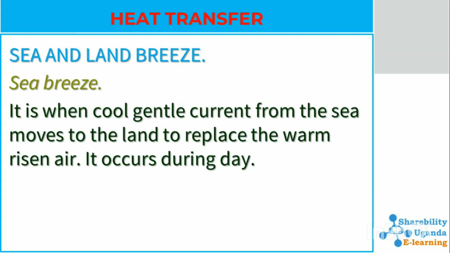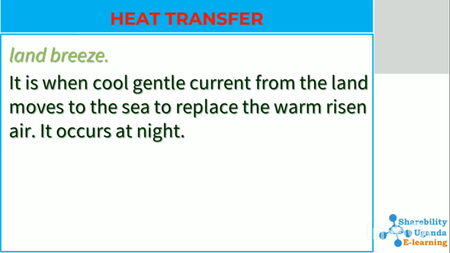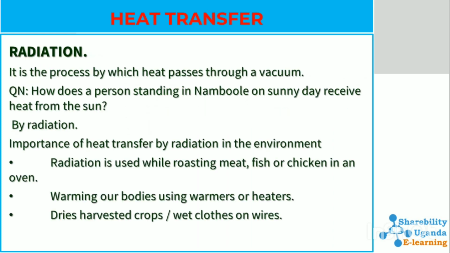Let us look at what we call the sea and land breeze. A sea breeze is when a cool, gentle current from the sea moves to the land to replace the warm, risen air, and it occurs during daytime. Whereas a land breeze is when a cool, gentle current from the land moves to the sea to replace the warm, risen air, and it occurs at night.